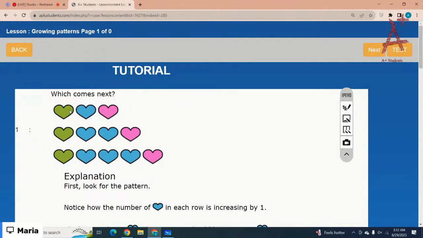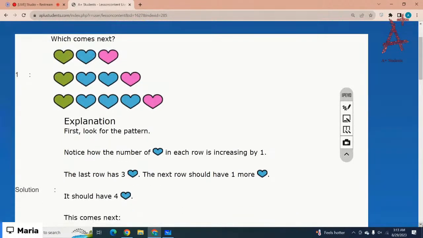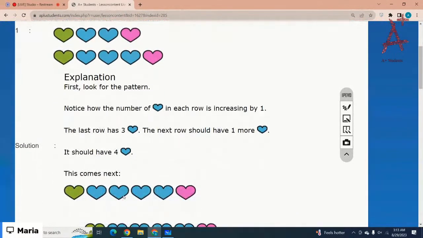Okay, just look at the pattern, right? It starts with a green heart, one blue and one pink. Then you have one green and one pink. Just the blue one is growing, right? One time here, two times here, three times here. That means the next one would be one green heart, one pink heart, and four blue hearts inside, right? Here is the correct option. One green heart here, one pink here, and one, two, three, four, right?